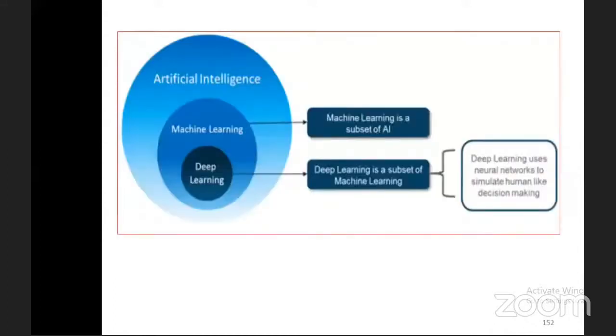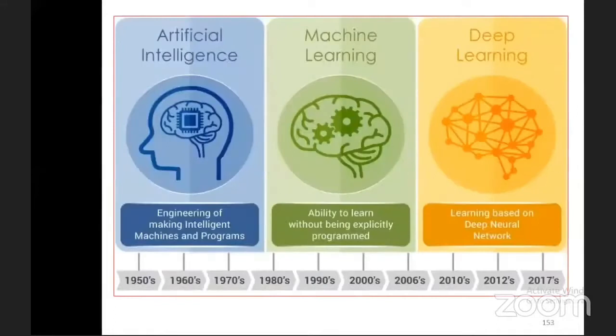So deep learning is a subset of machine learning. Machine learning is a subset of AI. AI is nothing but learning from action, I mean, intelligent behavior in a machine. That is called AI. In the 1950s, artificial intelligence came. John McCarthy invented the term AI in the year 1969. Then machine learning: the ability to learn without being explicitly programmed. That is called machine learning, learning from the observational data.